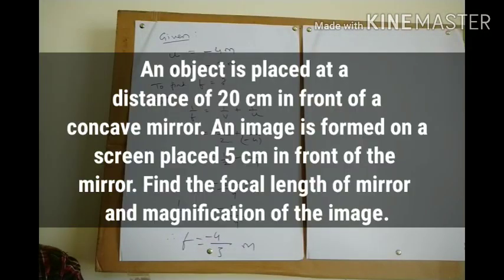Now I will give you one question as homework. You are going to solve this as an assignment. So note down the question. An object is placed at a distance of 20 centimeters in front of a concave mirror. An image is formed on a screen placed 5 centimeters in front of the mirror. Find the focal length and magnification of the image. So find the focal length of the mirror and find out the magnification of the image.